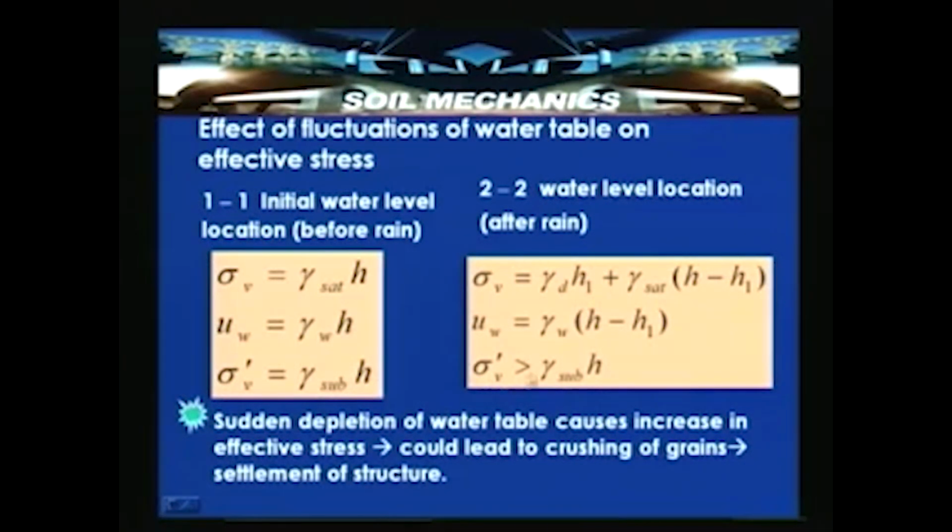Now, if I look at the difference sigma v minus uw, definitely the sigma v dash is greater than the sigma v dash which you computed for the location of the water table at the ground surface. So, this indicates that when the water table drops down below the ground surface, there is a chance of increase in the effective stress. So, sudden depletion of the water table causes an increase in the effective stress, but this transfer of effective stress is not an instantaneous phenomenon. It depends upon the soil: for clays, where the water flows very slowly, it takes a long time. For sands, it can occur rapidly.